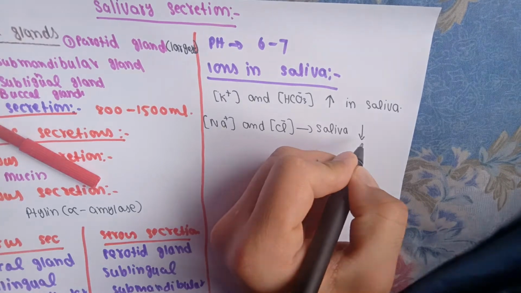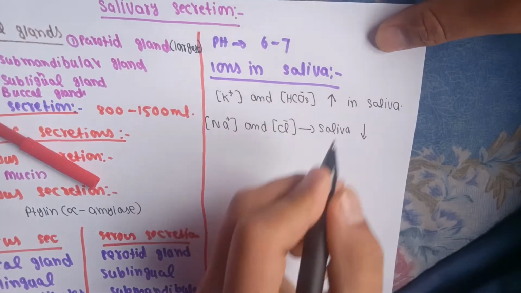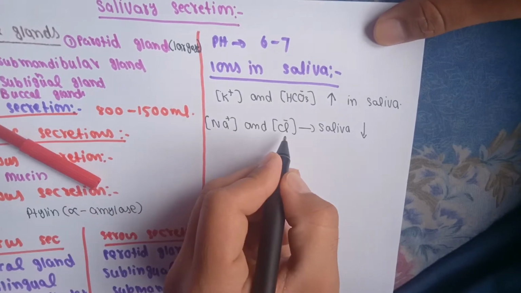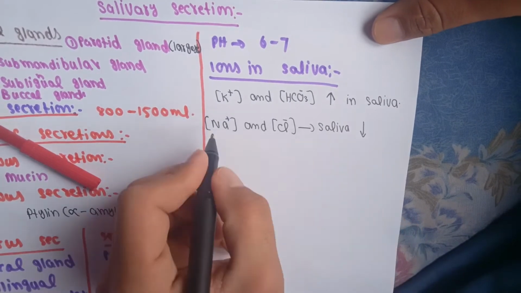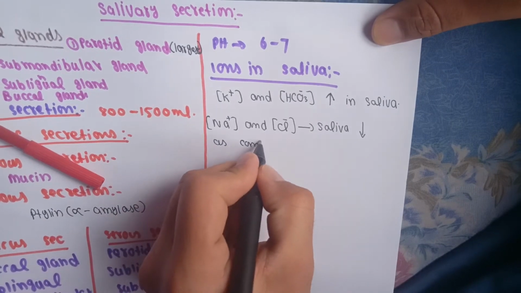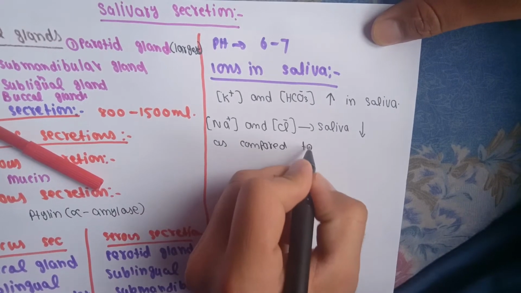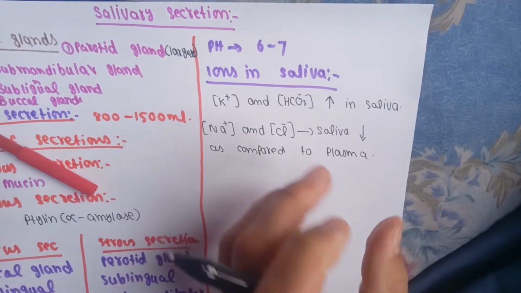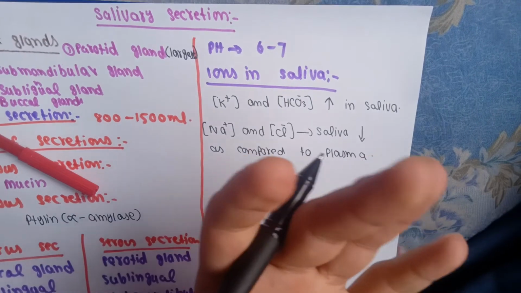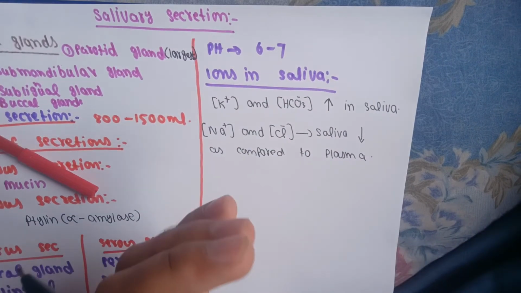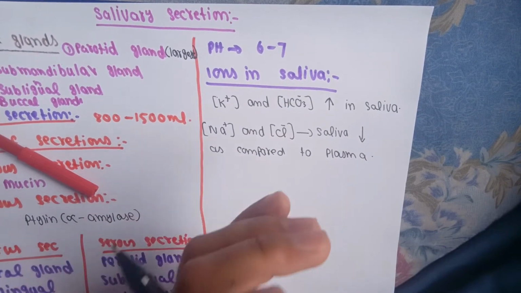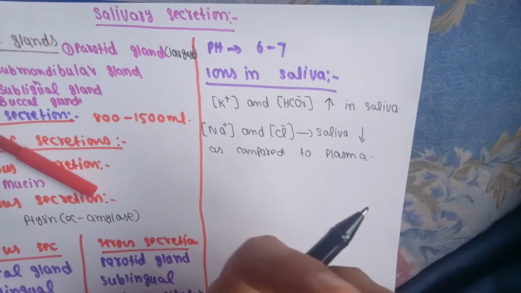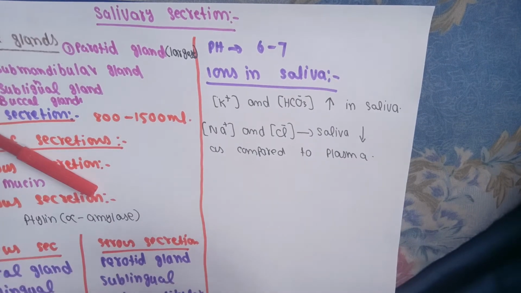Downward arrow means less and upward arrow shows high, more concentration. So sodium ion concentration and chloride ion concentration in saliva is less as compared to plasma here. If we compare saliva with blood plasma, we will say that the sodium concentration and chloride ion concentration in plasma is more as compared to that of saliva.